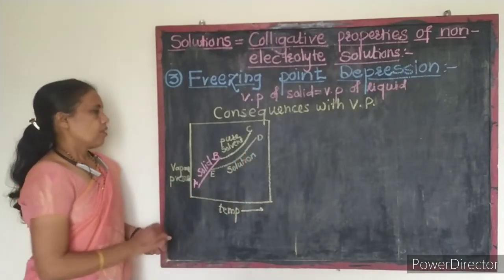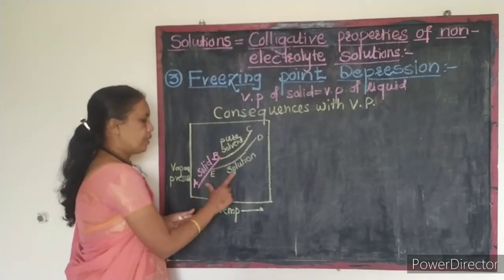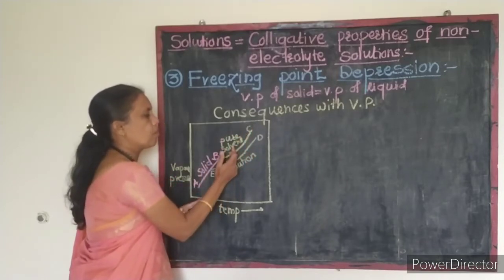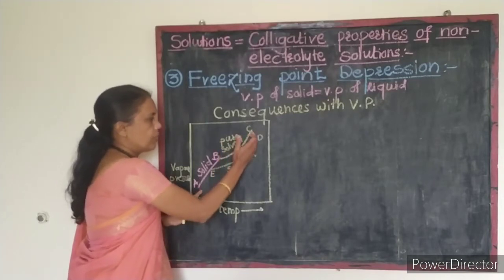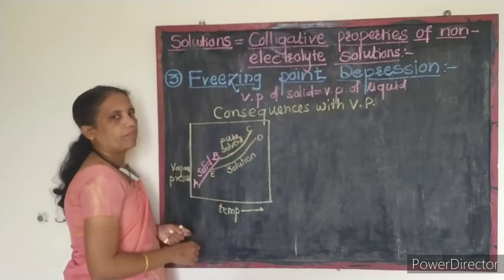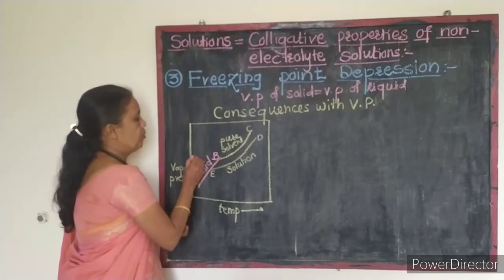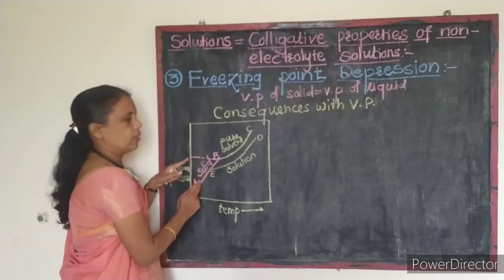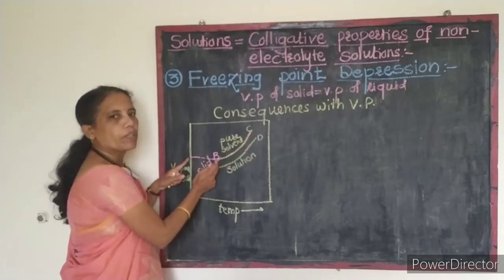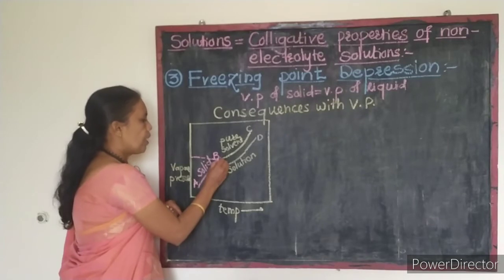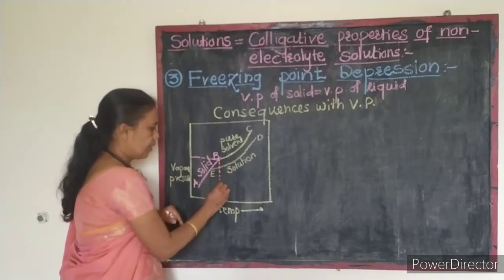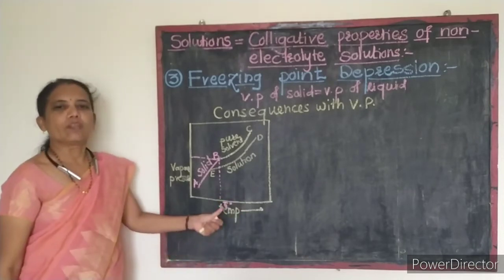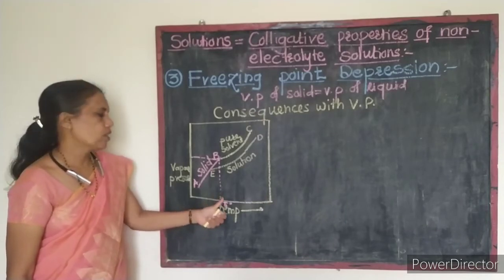Now listen. Here AB is the vapor pressure temperature graph for solid. BC is the vapor pressure temperature graph for pure solvent. You see that they intersect at point B. At point B there is an equilibrium. Equilibrium means the vapor pressure of the solid state and the vapor pressure of the pure solvent become equal. At that point, the temperature is TF0. TF0 is the freezing point of pure solvent.